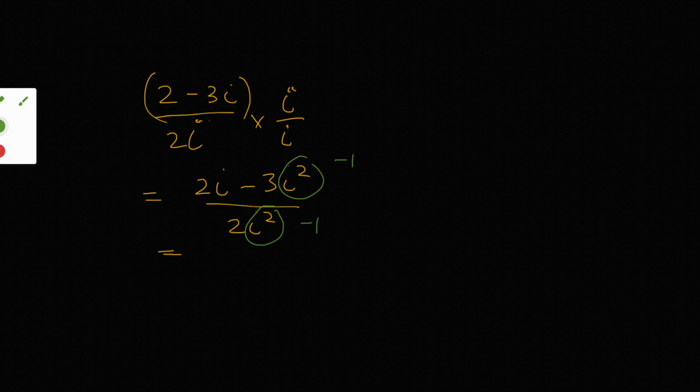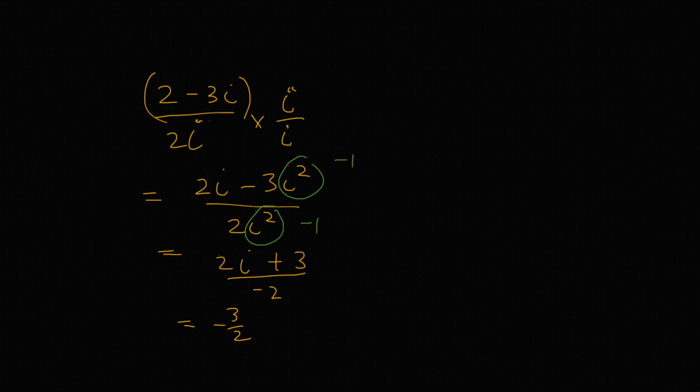So we get 2i plus 3 divided by minus 2, since 2 multiplied by minus 1 is minus 2. Then we write the real part and imaginary part separately. The real part will be 3 divided by minus 2, so it's minus 3 over 2. And the imaginary part would be 2i divided by minus 2, which is just minus i. So the answer is minus 3 over 2 minus i. This is the solution.